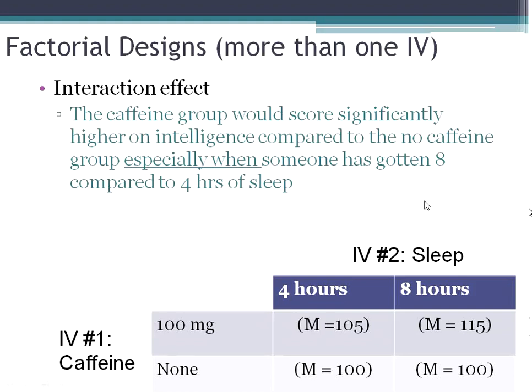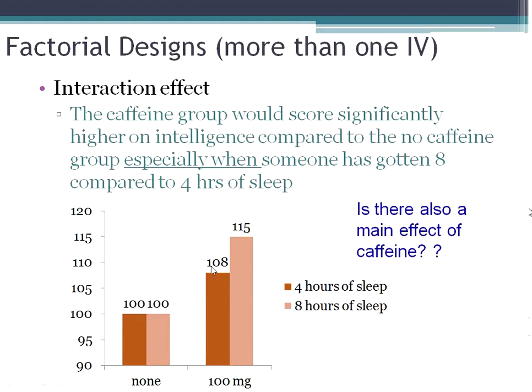So what if the caffeine group scores significantly higher in intelligence, especially when they've got 8 hours of sleep? So sleep turns up the effects of caffeine on this intelligence. Now we've got these means here, and we end up with something that looks like this. So the people in the 100 milligram group who got 8 hours of sleep scored significantly higher than the people in the 100 milligram group who only got 4 hours of sleep. This is what we would call an interaction effect.